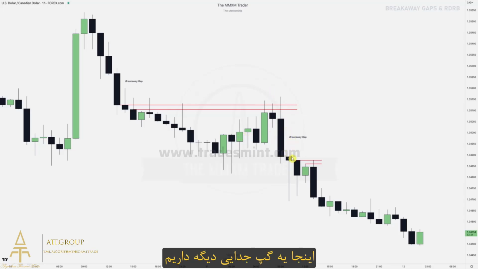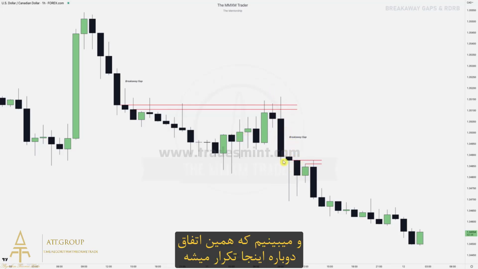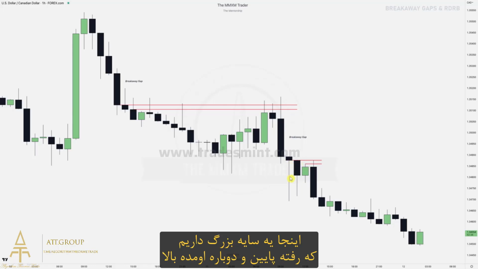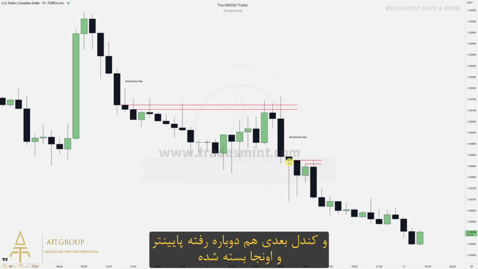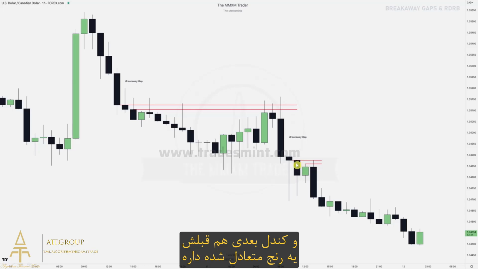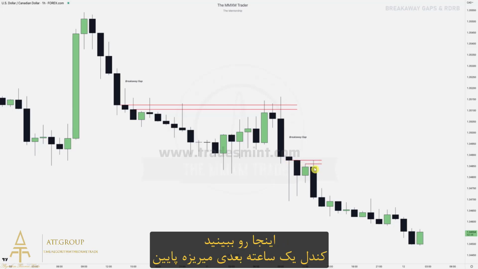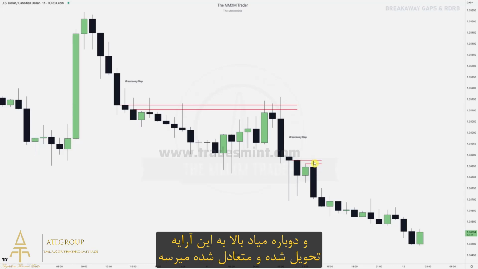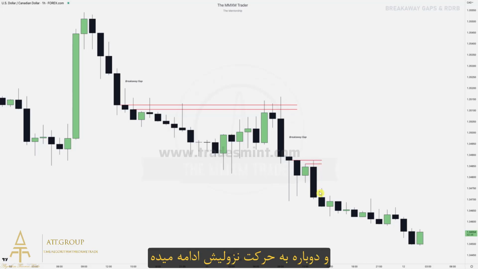We have another breakaway gap and we see the same thing happening over here, right? Big wick down here, delivering sell side, delivering buy side, and the next candle delivering sell side once again, closing, and the next candle has a balanced price range before it, right over here. Next 1-hour candle drops, trades up into that redelivered, rebalanced PD array, and then continues down lower.